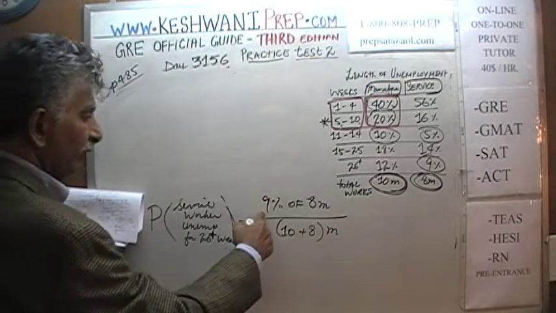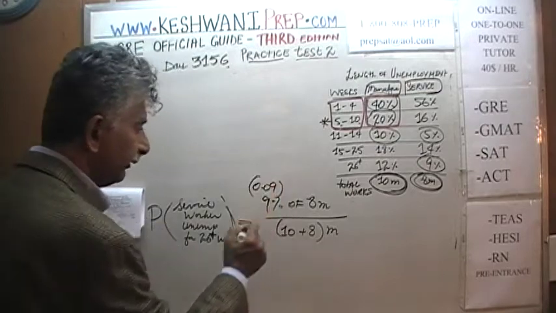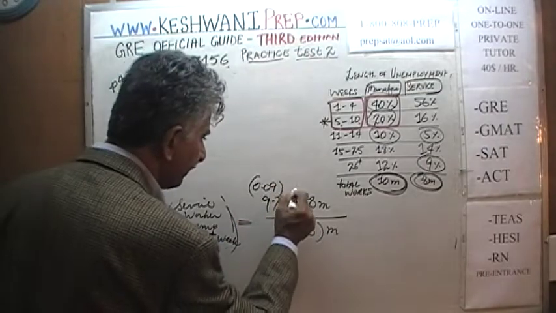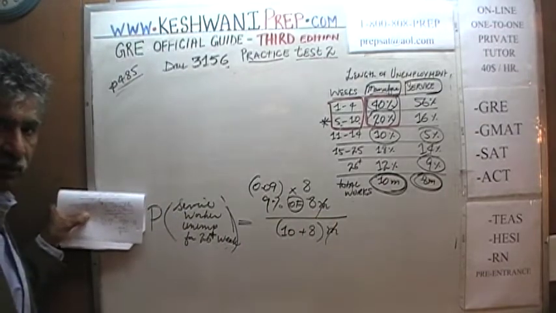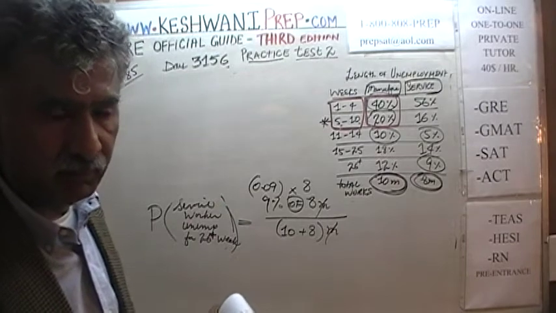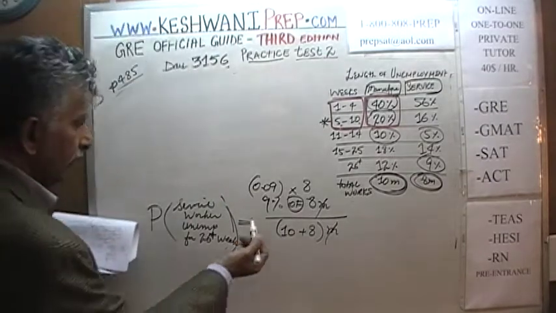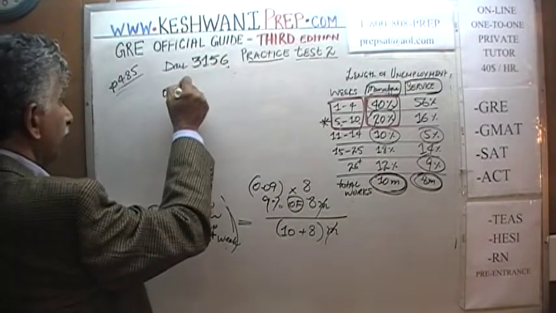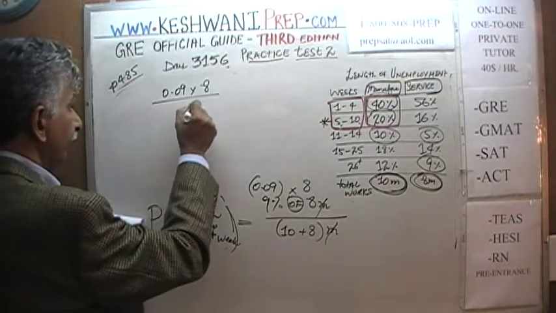9%. How do we write 9% in decimal? 9% in decimal will simply be 0.09. Do you understand that? And of means times, and then we have 8. Millions is not going to play any role because they have the same unit on the top and the bottom. They can cancel out. It's not like we have millions on the top and billions on the bottom. They're not different units, so we don't have to do any adjustment. They're going to cancel out. So we have 0.09 times 8 over 18.